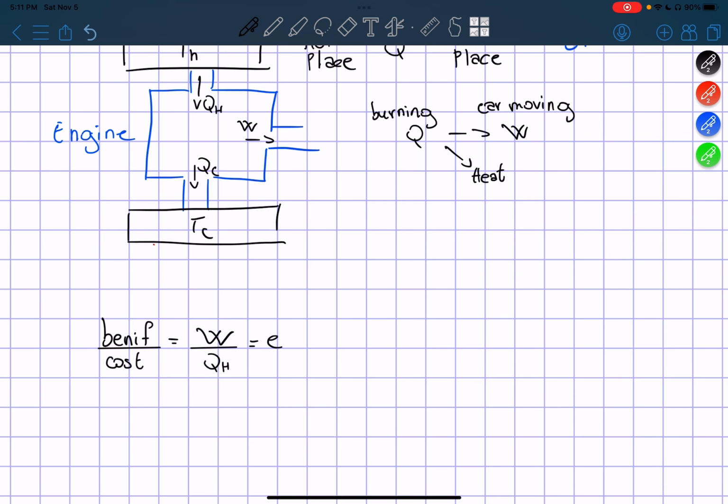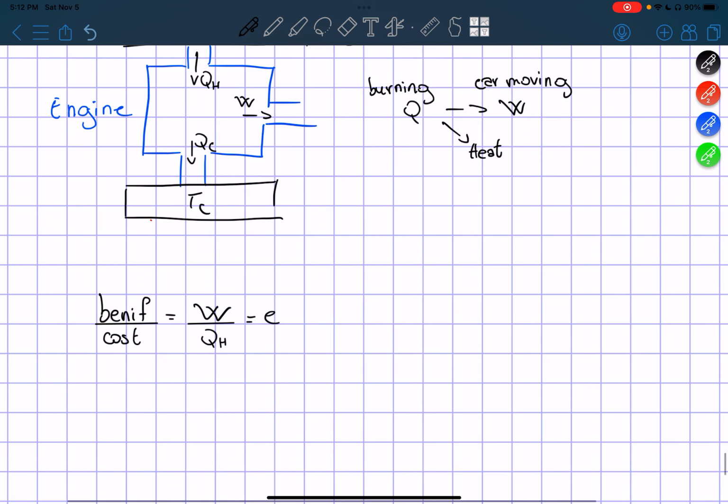Okay, and therefore it means that the energy that is given by burning of the fuel is going to be equal to the work done by the engine on the car, or the energy that is then used to move the car, plus the heat that is then dispersed into the environment around.